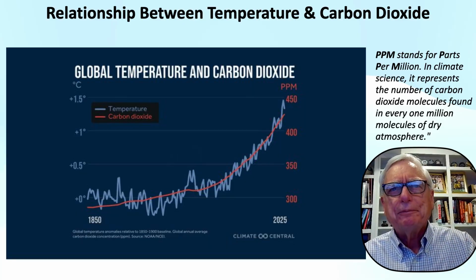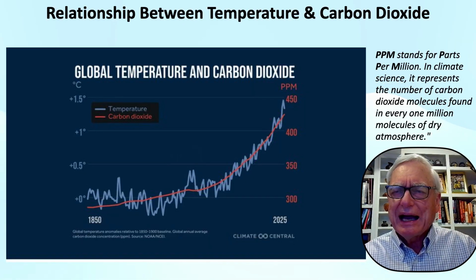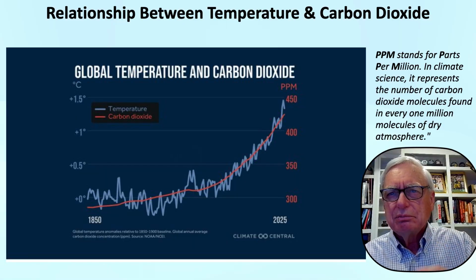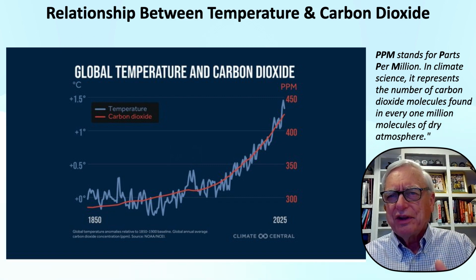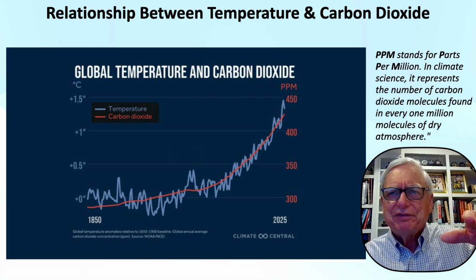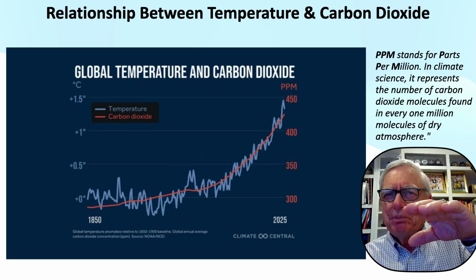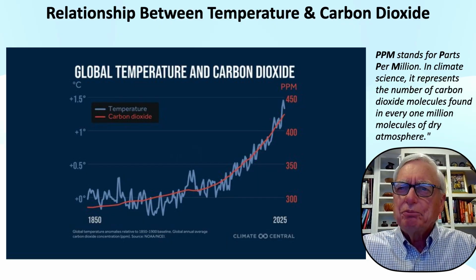So let's get to the facts here. What's happened is this chart shows two things. It shows carbon dioxide levels, which is measured in terms of parts per million in the atmosphere, and it shows temperature. Now, what you'll see, the red is the amount of carbon dioxide in the atmosphere. And you can see in 1850, and for a long time, it was below 300 parts per million, and then it went just slightly above that for a while.